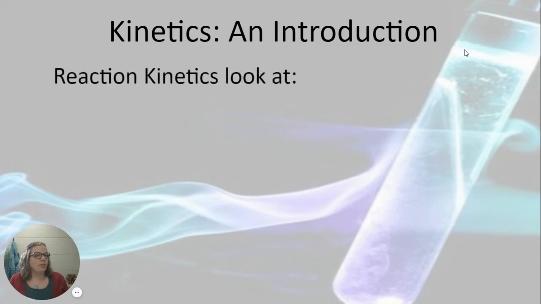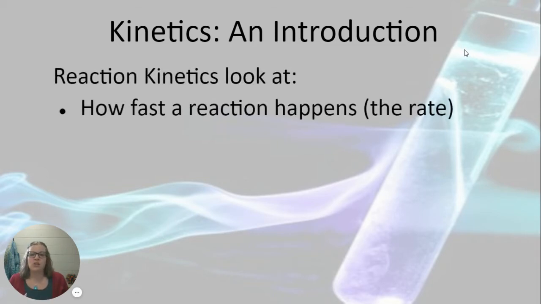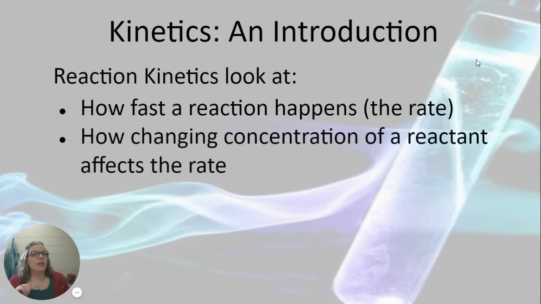So when we talk about reaction kinetics, we look at how fast a chemical reaction happens, and it's what we call the rate of the reaction. We're going to do a deep dive into rates in our next video, but in general, the rate is just how fast that chemical process happens. In kinetics, we also take a look at how changing the amount of reactant that we have changes how fast the chemical reaction occurs, which is a whole segment of math that we're going to take a look at.